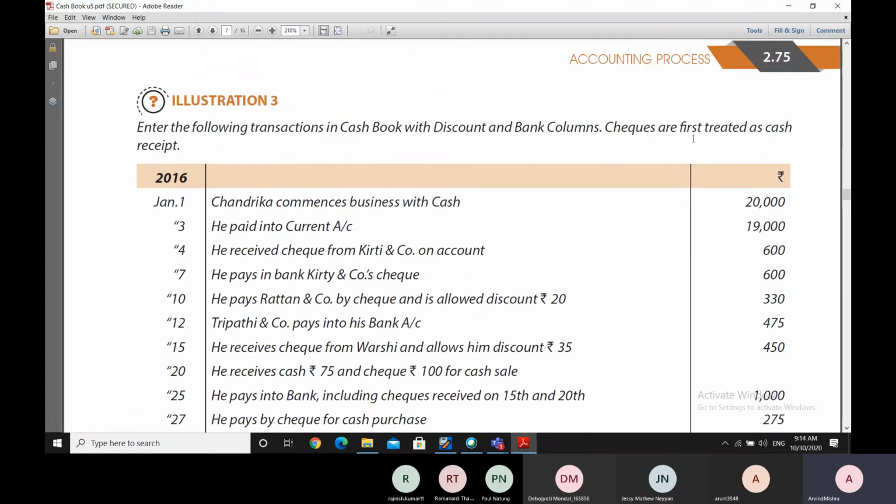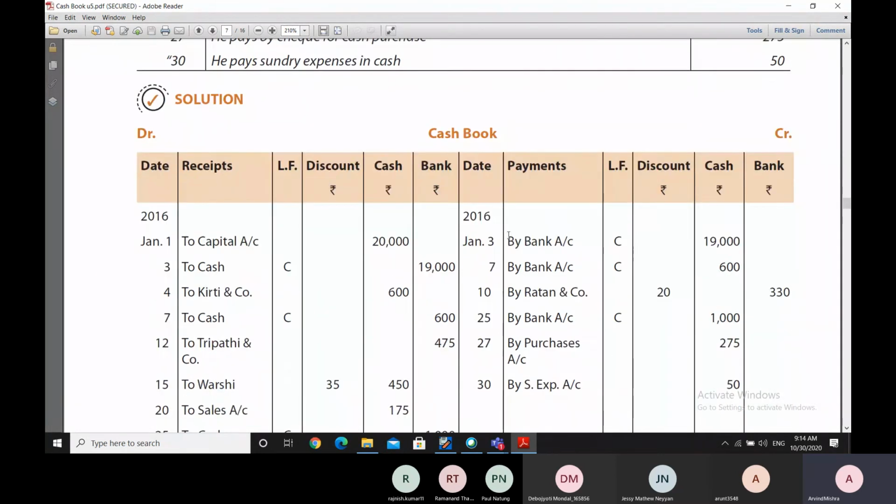What we are saying is that when we receive a check, first we treat it as a cash receipt. On January 4, 600 rupees is being received. So we are writing it here, 600 rupees. We are receiving it as a check, but we are writing it in the cash column. Please remember this very carefully. A check of 600 rupees is received on account from Kirti and Company. We are debiting the cash book by writing the entry in the cash column, not in the bank column. Though it is a check, we are treating it as if we have received cash from Kirti and Company.